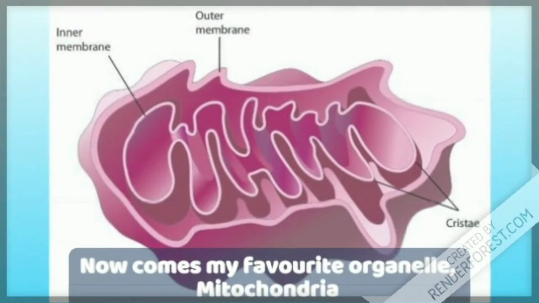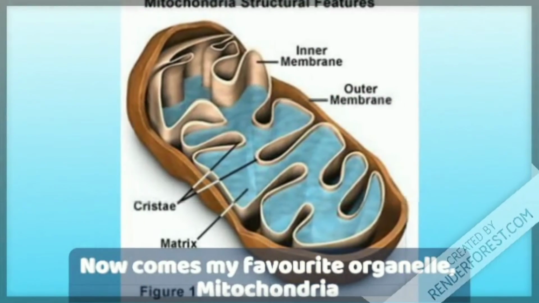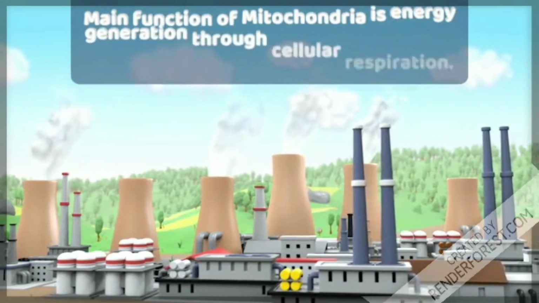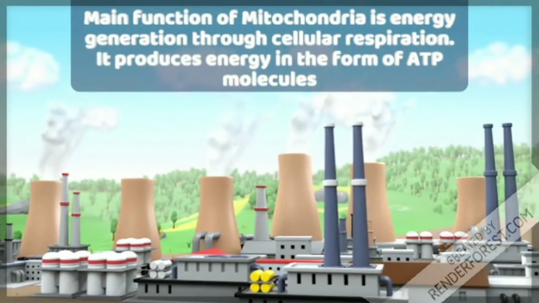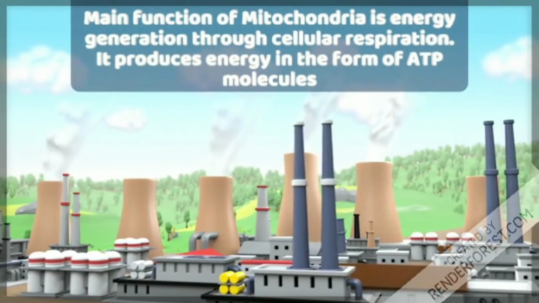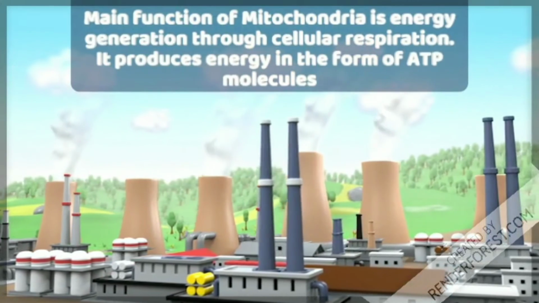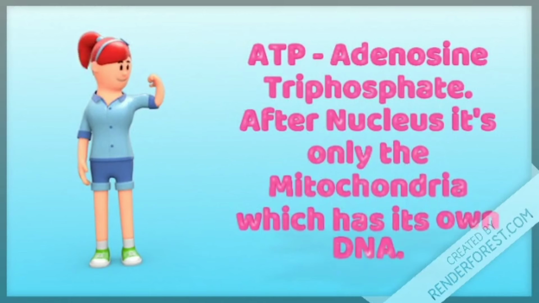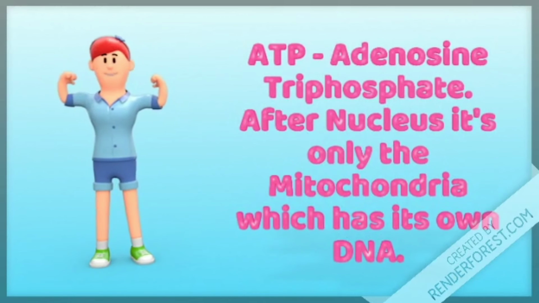Now comes my favorite, mitochondria. The main function of mitochondria is energy generation through cellular respiration. It produces energy in the form of ATP molecules. ATP, adenosine triphosphate. After the nucleus, it's only the mitochondria which has its own DNA.